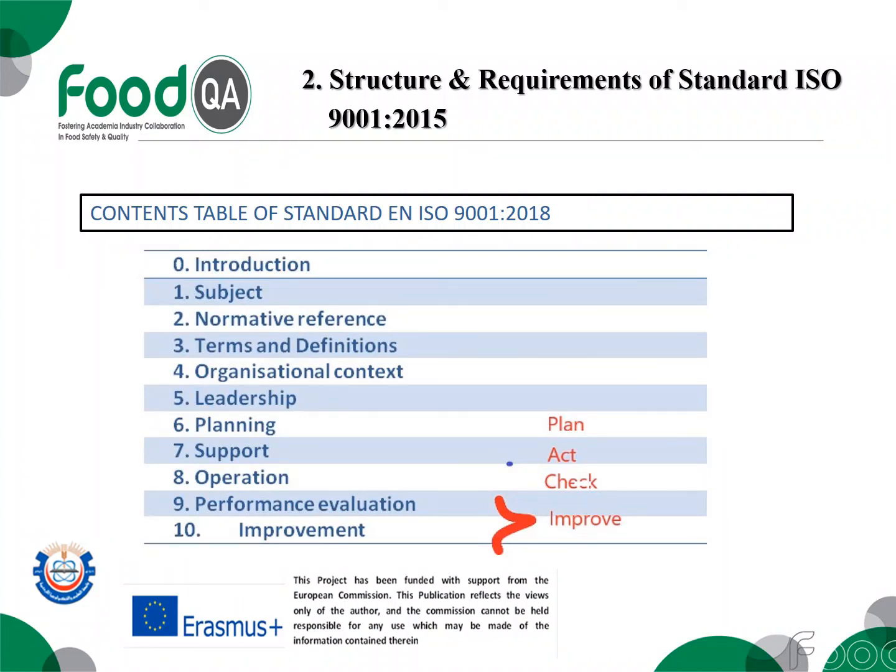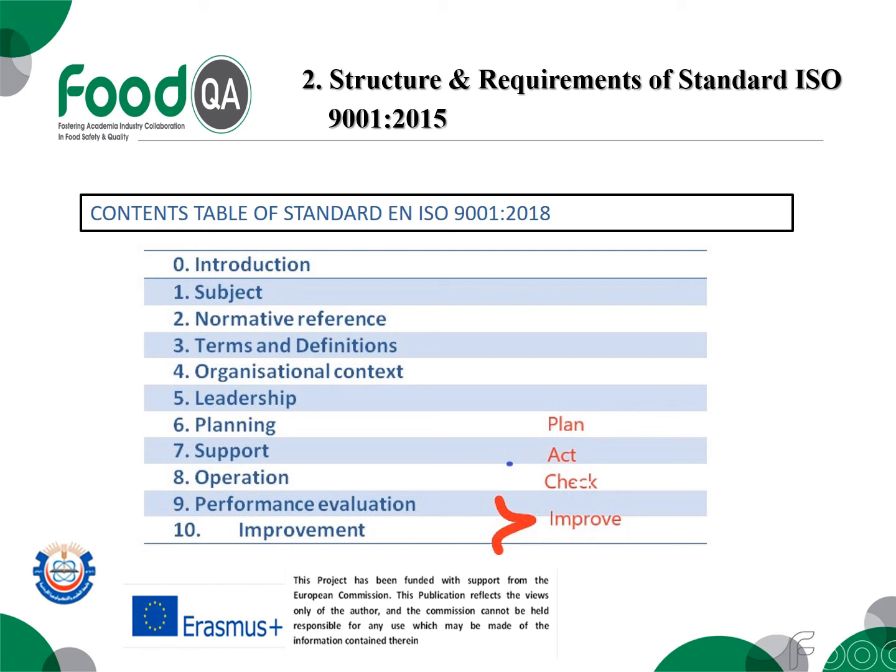Now we'll move to the structure and requirements of standard ISO 9001-2015. ISO 9001-2015 is composed of 10 clauses or standards, starting from 0, which is the introduction, 1, the subject, 2, normative reference, 3, terms and definitions.